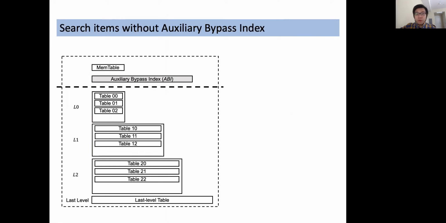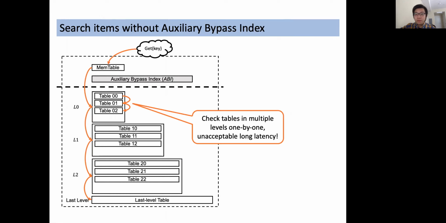For now, we can see that each shard in ChameleonDB employs a multi-level structure, which I have mentioned in previous slides, that has poor read performance because a get operation will need to check multiple tables one by one. That's why we introduce the auxiliary bypass index in ChameleonDB to improve the read performance.